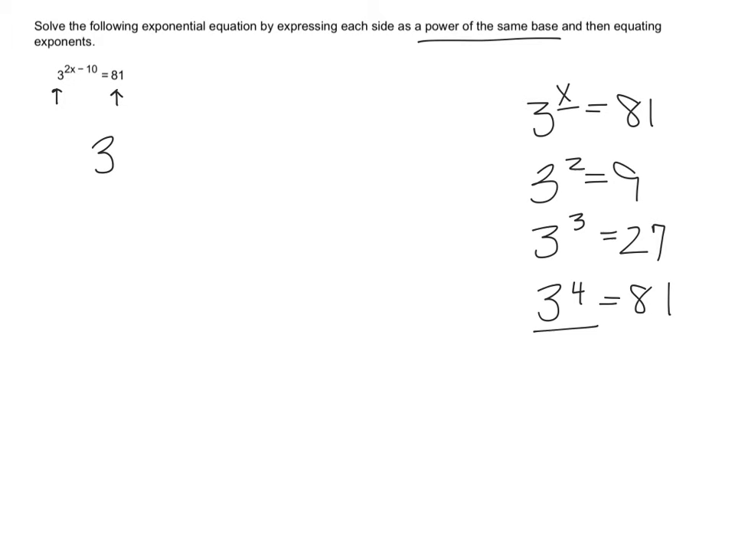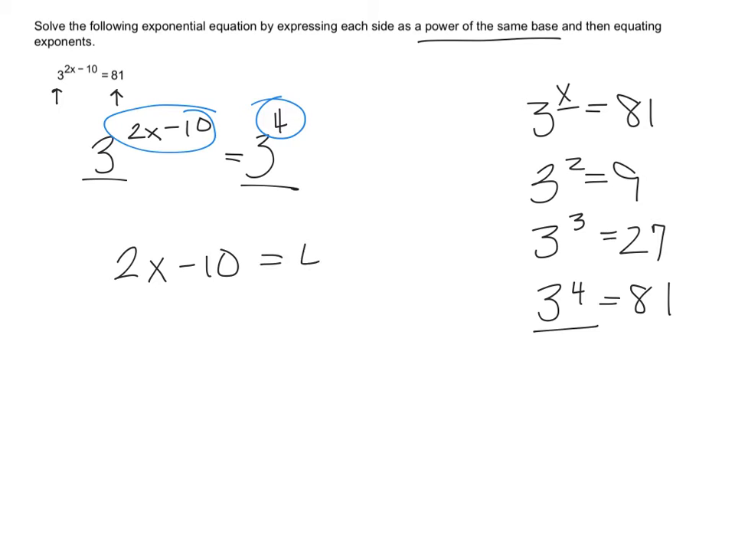This gives me 3 to the 2x minus 10 equals 3 to the 4th power. Now, since I have two expressions with the same base, I can take the exponents and set them equal to each other to solve for x. So I have 2x minus 10 equals 4.